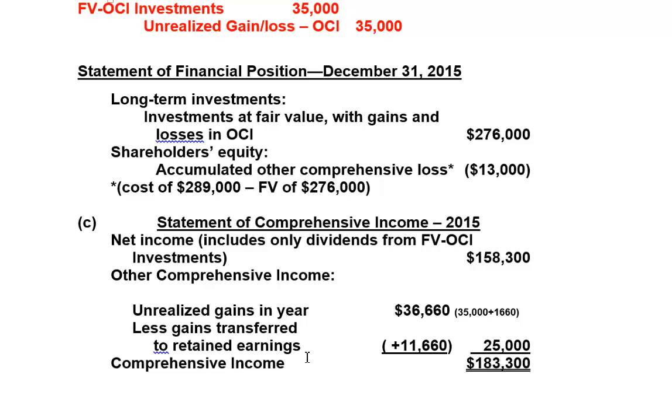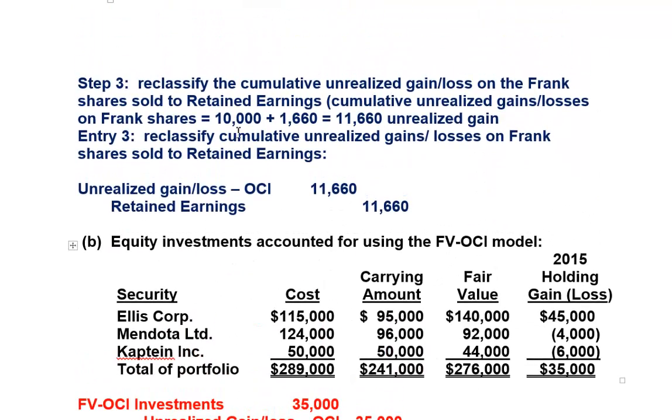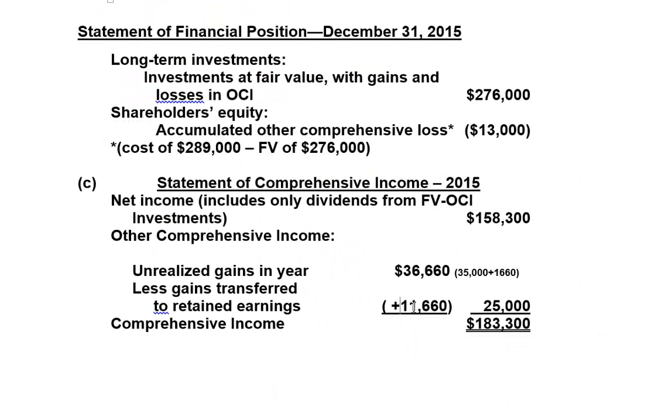But in the year that I sell those investments, and that's related to the Frank shares, now I have to remove or deduct. In this case, we said we had unrealized gains accumulating on the Frank shares of $11,660. And again, don't forget how we got that. We said we had $10,000 from the previous year and $1,660 from step 1 in this current year. And that gave us in total a cumulative unrealized gain credit of $11,660. So regardless of the fact that this was booked in the previous year, it doesn't matter. I still have to recycle it or reclassify it into retained earnings in the year that I sold the investment.